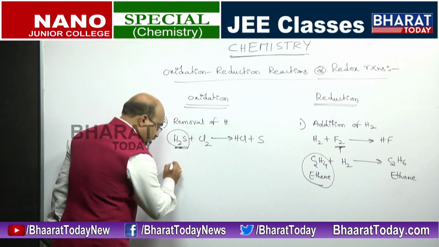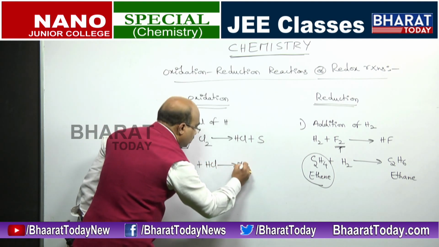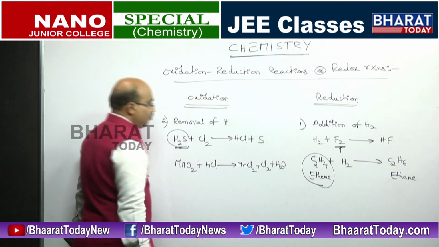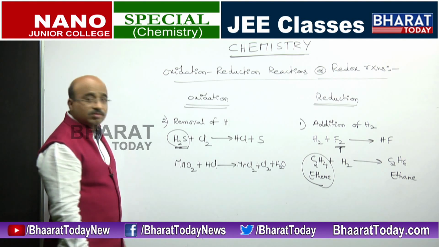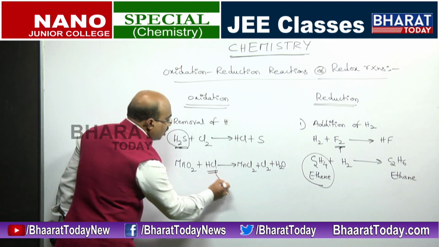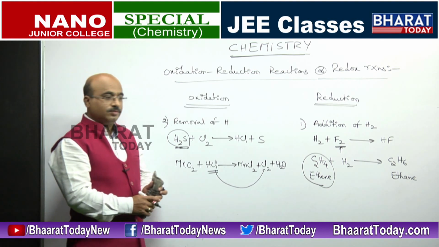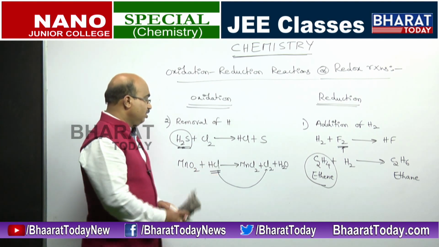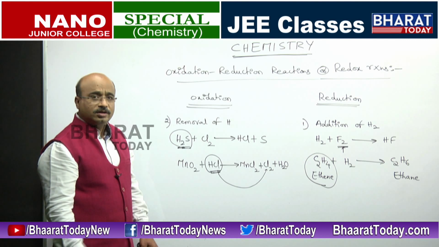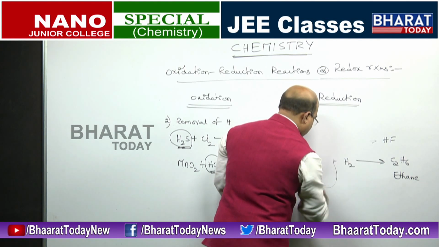Or similarly, you take MnO2 plus HCl. You get MnCl2 plus Cl2 plus H2O. So we say now hydrogen is removed from here, so that this HCl is converted to Cl2. So we removed hydrogen from HCl, so we can say HCl is oxidized. Clear?